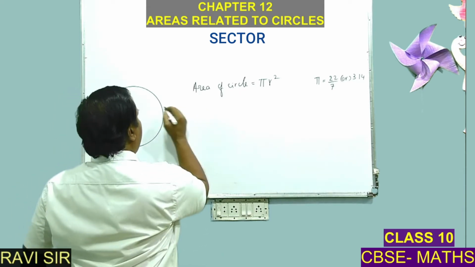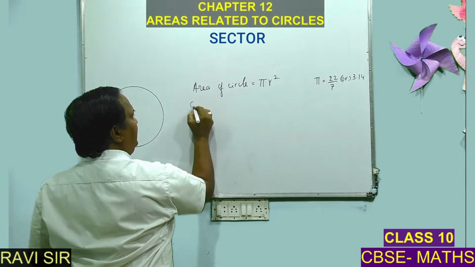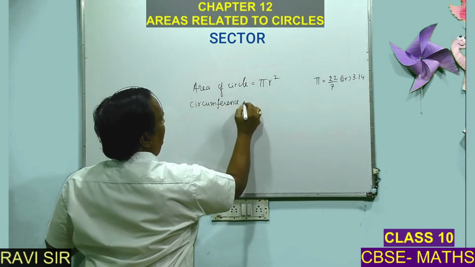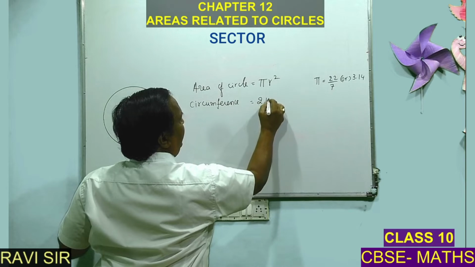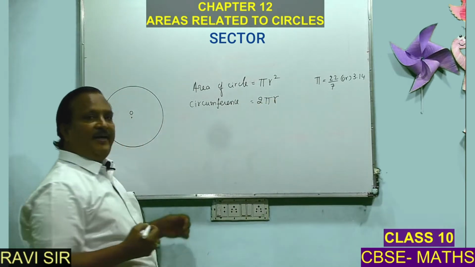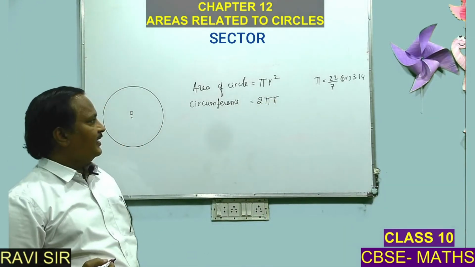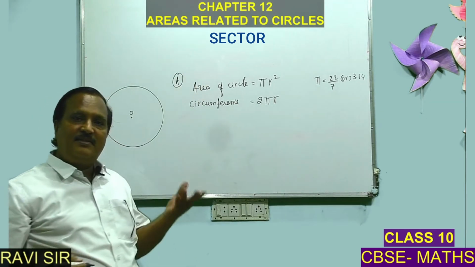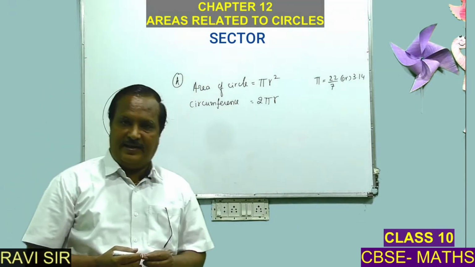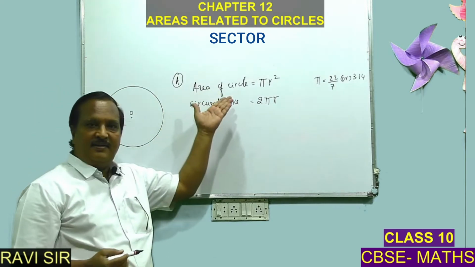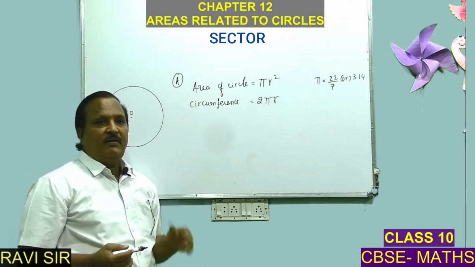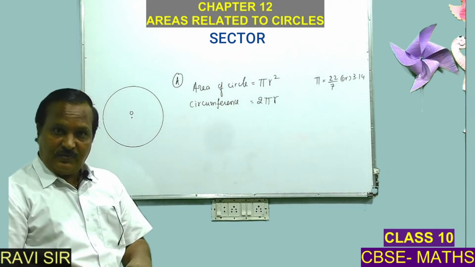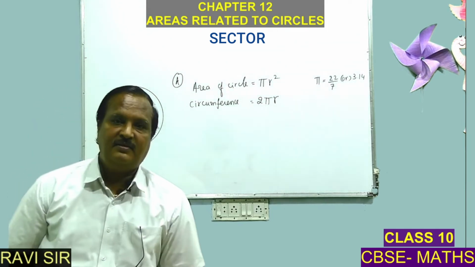Let us know the perimeter also. So we call it as circumference. Circumference is equal to 2 pi r, right, where r is the radius of the circle. So this is the basic concept you must have learned in class 7 and 8. So I need not give you an example on area of the circle or circumference of the circle, right. So let us go to the next.